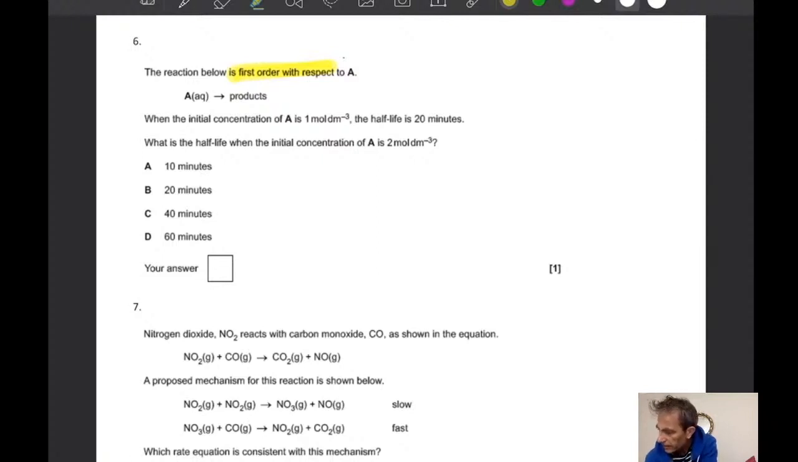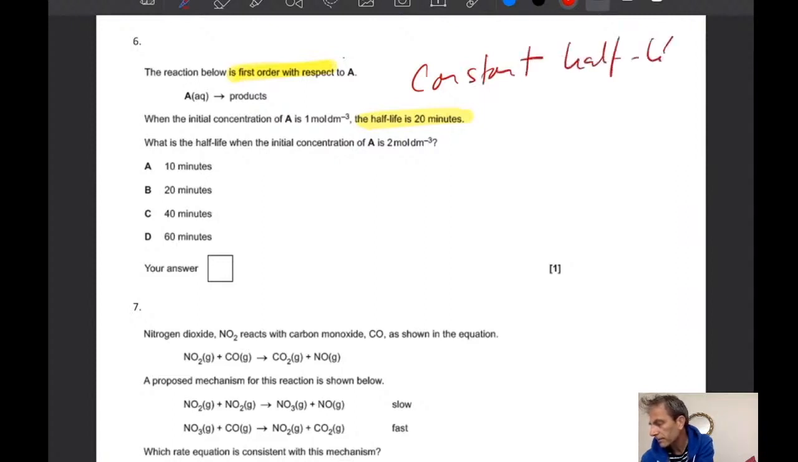If a reaction is first order with respect to a reactant, the half-life is constant. Okay? We've already seen that in this homework, constant half-life. Therefore, it doesn't change and it's still 20 minutes, even though the concentration's doubled. So B was the answer for that one. Okay?